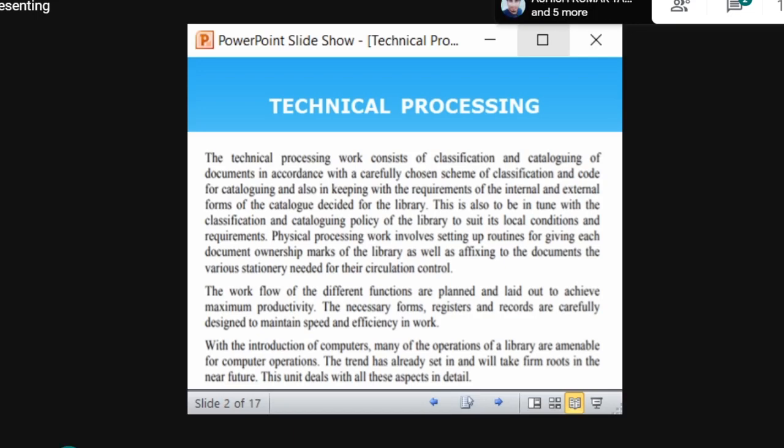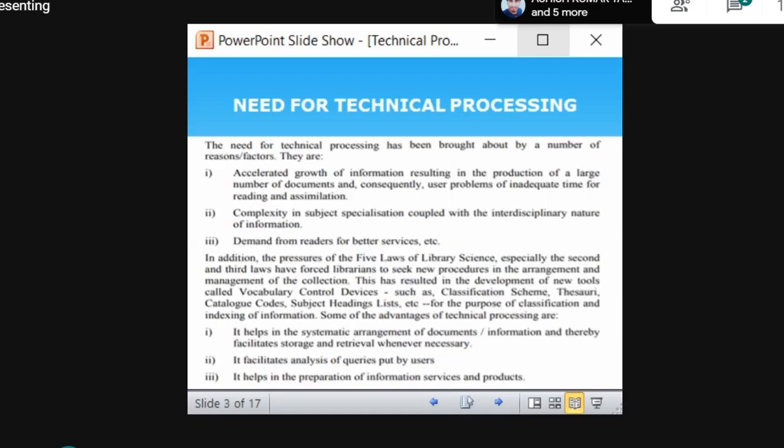Our university uses the DDC scheme, okay, and Banaras Hindu University uses colon classification. So it depends upon the chosen scheme of classification and the cataloging. Some universities or libraries prefer AACR2, or some prefer CCC or something. Depending upon the classification scheme and cataloging codes, the technical section of the libraries will work. The primary role is classification and cataloging. Okay, remember that. So what is the need for technical processing?